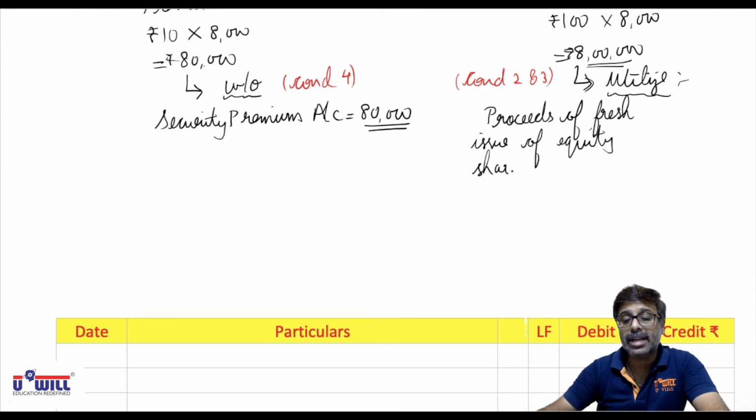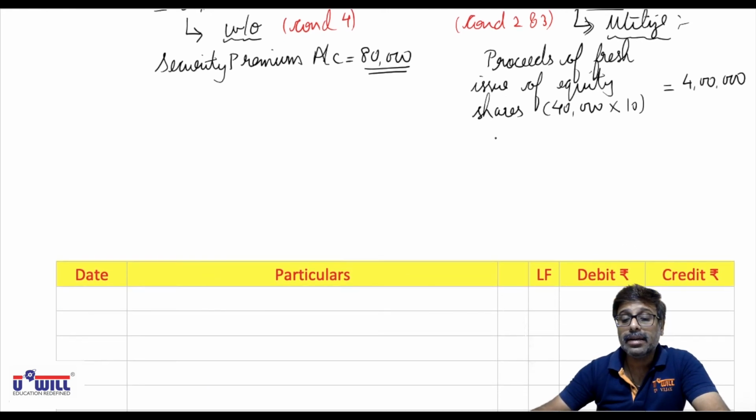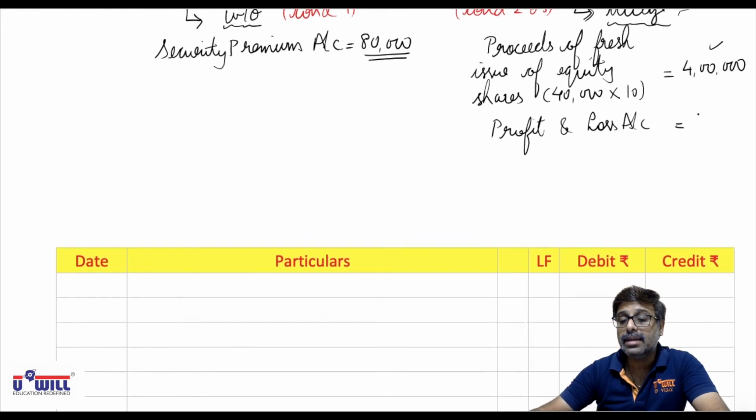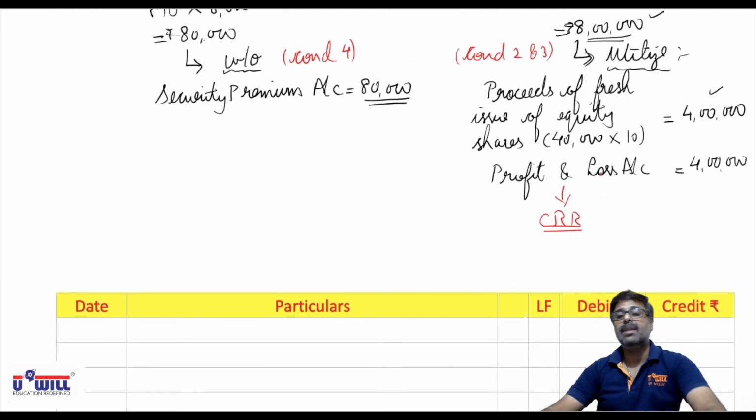40,000 shares of 10 each are issued at par. So 40,000 into 10, 4 lakhs out of 8 lakhs can be used from proceeds of fresh issue of shares. Remaining amount we have to take from profit and loss account, profits of the company, source number 1, and transfer it to capital redemption reserve. So 8 lakhs minus 4 lakhs, remaining 4 lakhs we will take from the profits of the company and transfer to capital redemption reserve.